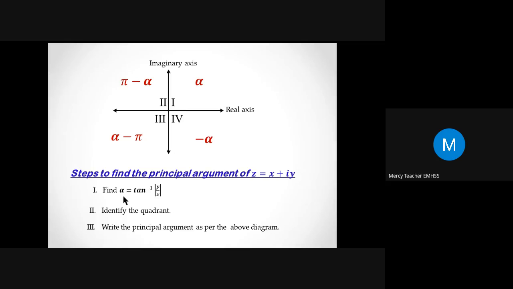What is the first step? You need to find alpha. The second is to identify the quadrant, and the third is to apply this diagram to find the principal argument. So this is all about the polar form of the complex number and the principal argument. In the next class, we will do the problems. Okay, when you do the problems, you will get to know about this concept more clearly.